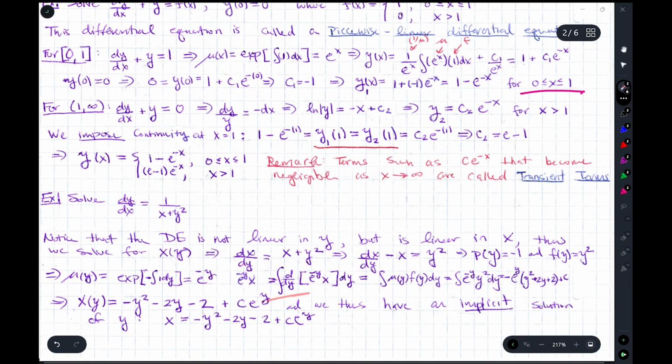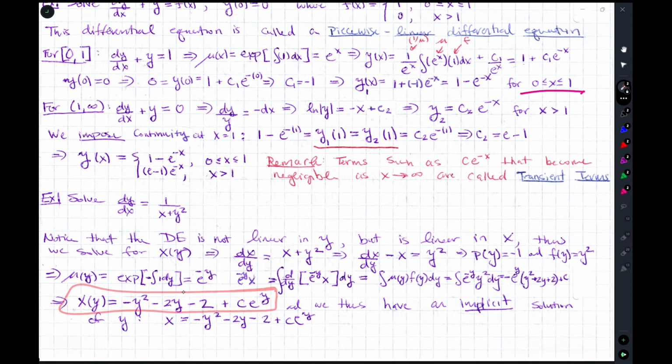That's the left-hand side. On the right-hand side, you've got the integral of mu of y times f of y, and you integrate that, okay? And you'll use integration by parts here to do this integral. You'll use integration by parts twice, in fact. And you will get this expression there. And here goes your solution. Okay, now this is x in terms of y.